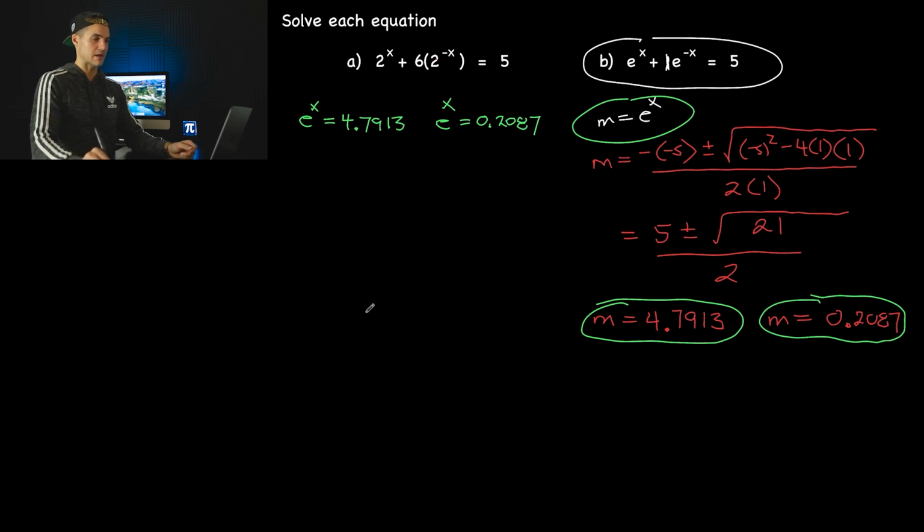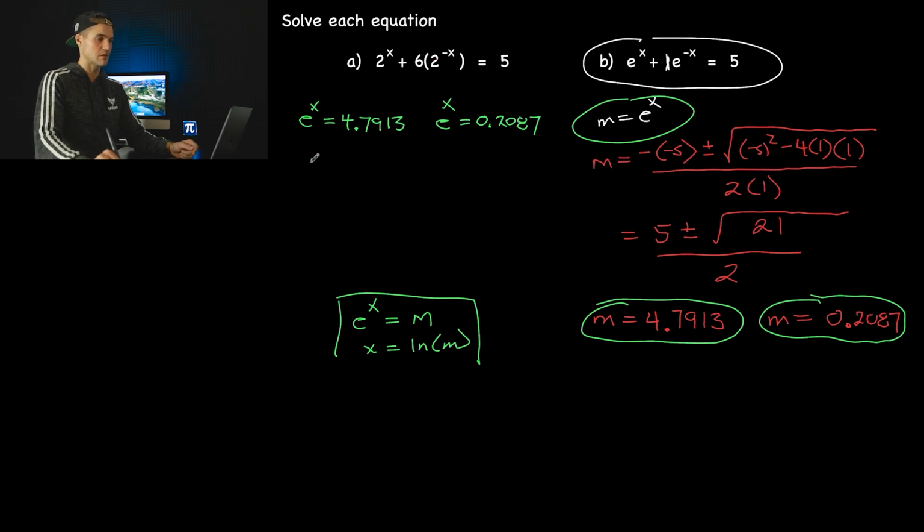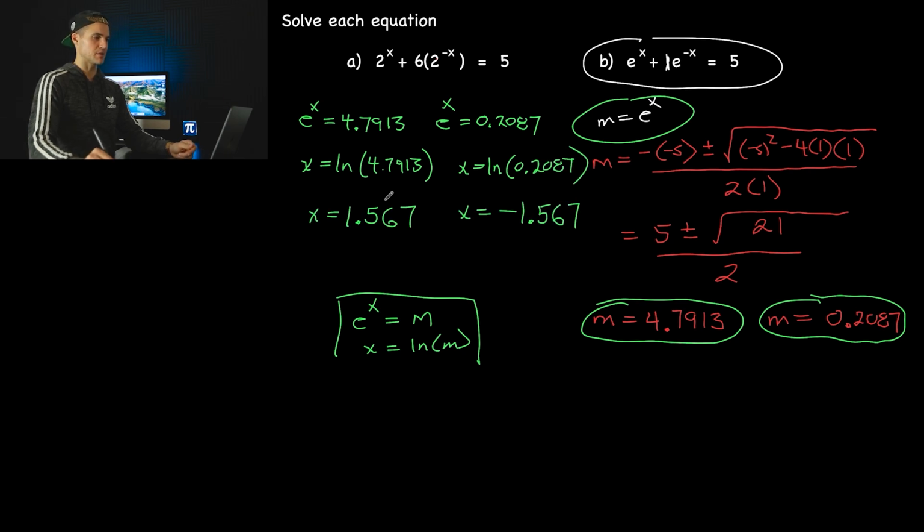And just in general, if you ever have e to the x equaling m, to get the x by itself, you just ln both sides. And then ln of e is just 1. So basically x is equal to ln m. This is a standard rule. So exact same thing: x is going to be ln of 4.7913, and over here, x is going to be ln of 0.2087. And if you plug that in your calculator, you would actually get plus or minus answers.